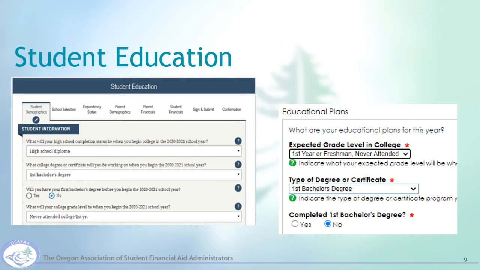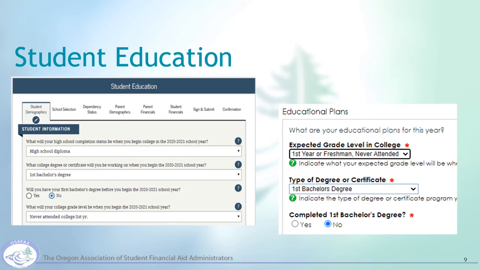The next section is student education. On the second question, you will see a student is asked, what will your college grade level be when you begin the aid year? Graduating high school seniors will check never attended first year, even if they have earned dual credits while in high school. The next question will ask, what degree or certificate will you be working on?